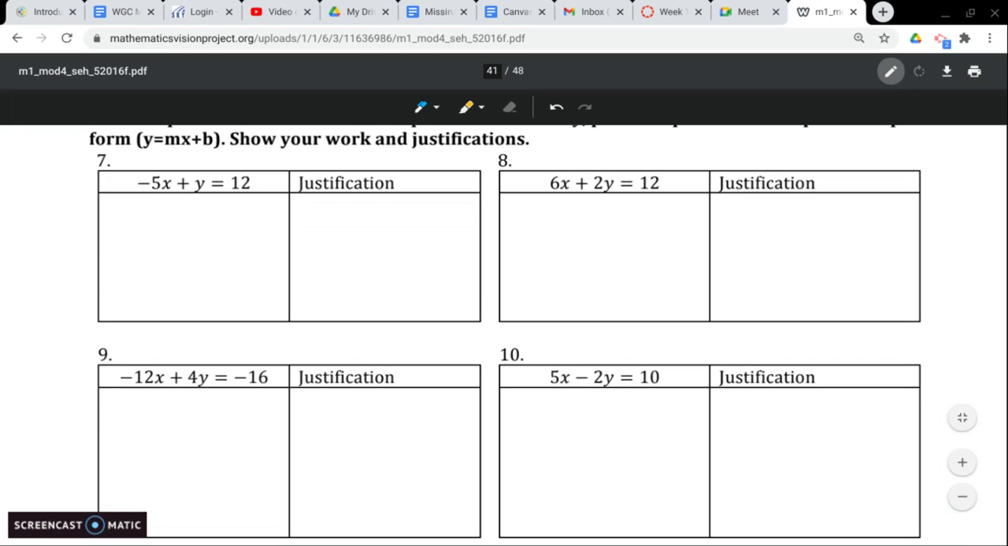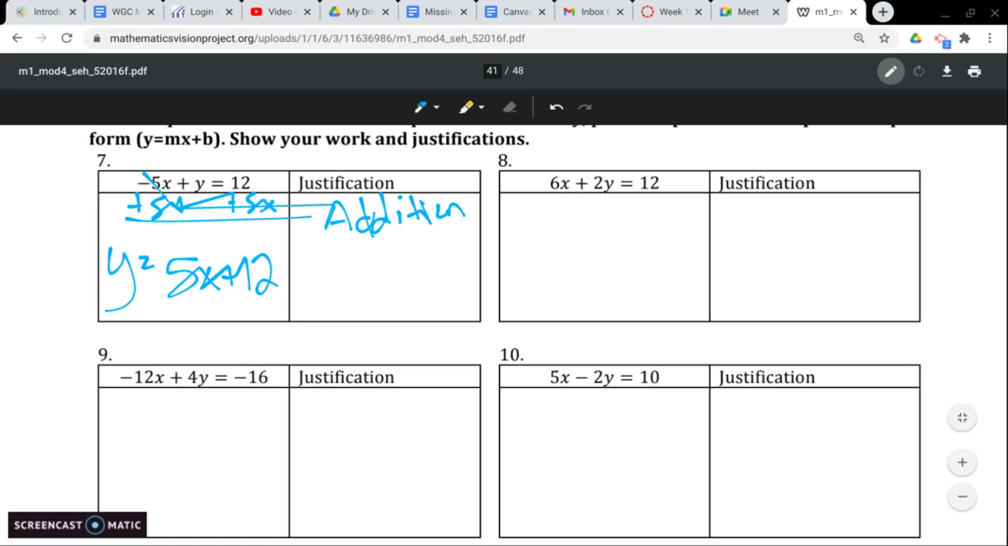So for number 7, we have negative 5x plus y equals 12. First thing we need to do is move the 5x to the other side. So we add 5x over, so addition. So we have y equals 5x plus 12. And that's our answer. That's all the further we had to go with that.